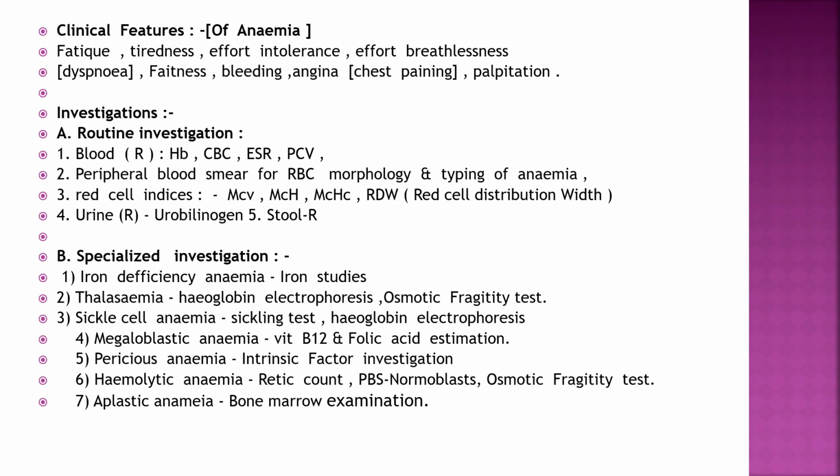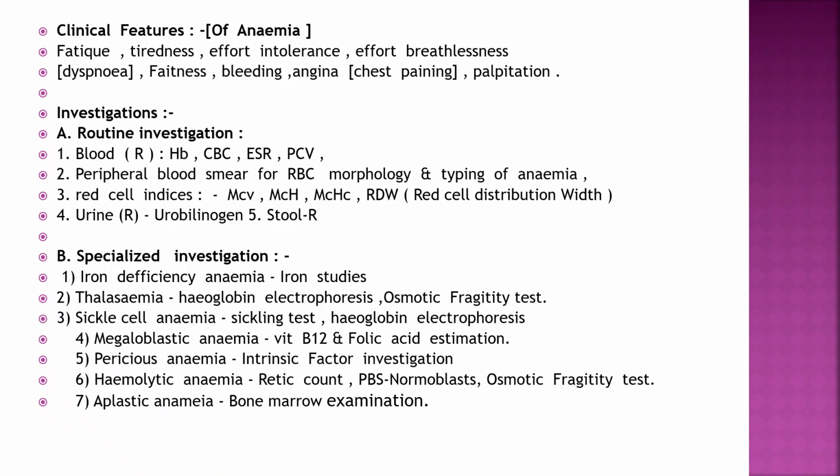So now we will see in short the clinical features. There is fatigue, tiredness, loss of weight, loss of appetite, breathlessness, palpitation. In routine investigations, we have to find out whether anemia is there or not. We can do this by HB, CBC, ESR, PCV, peripheral blood smear for RBC morphology, red blood cell indices, urine and stool routine, etc.